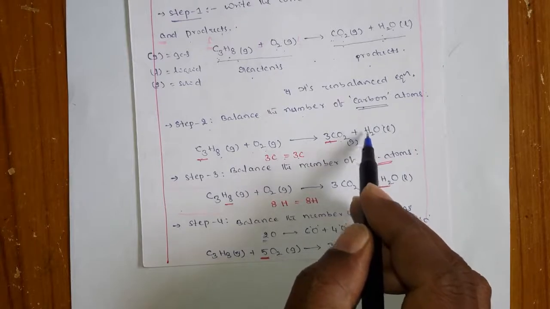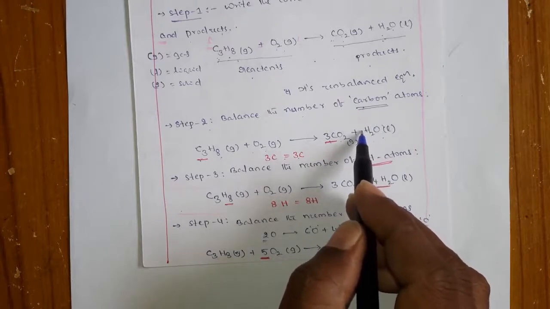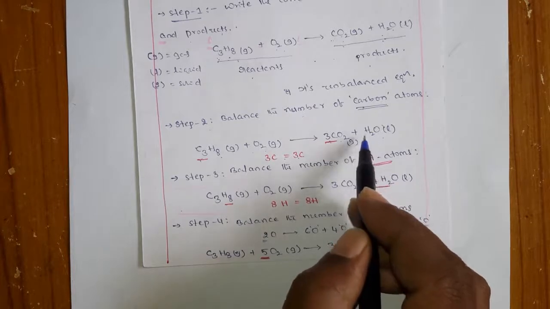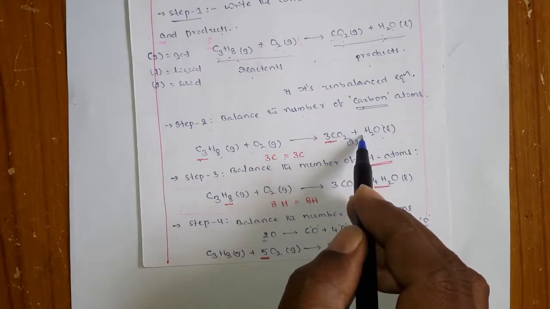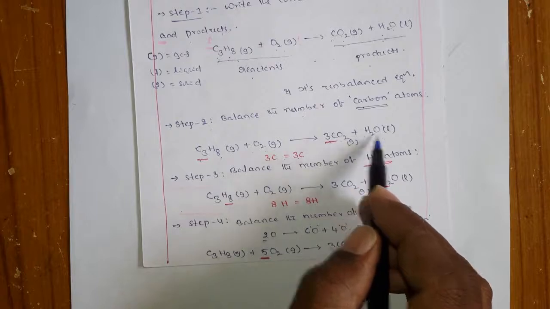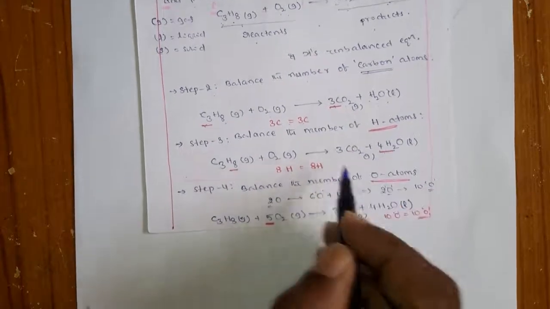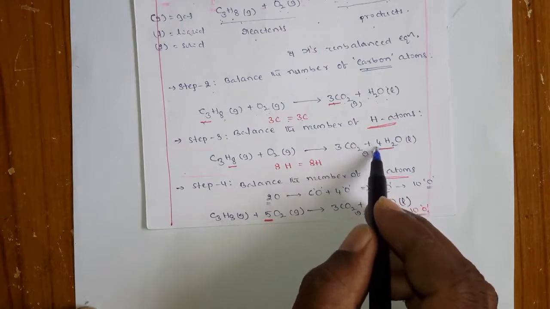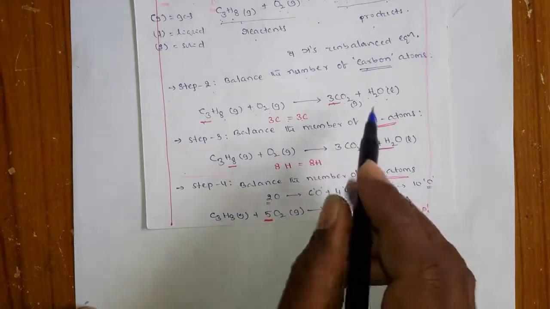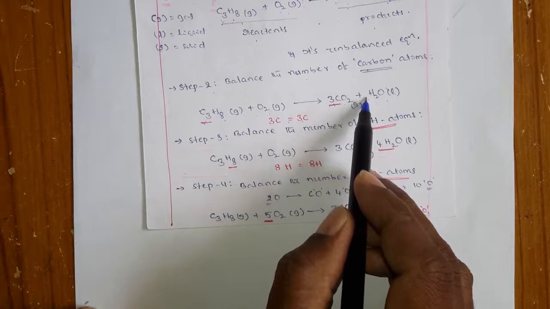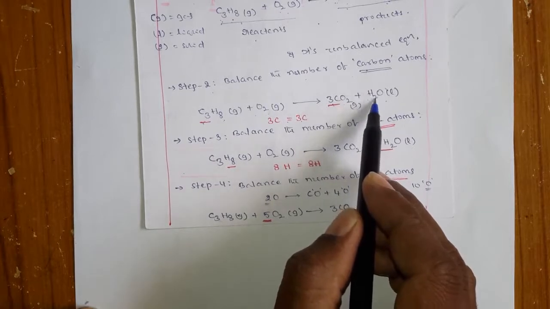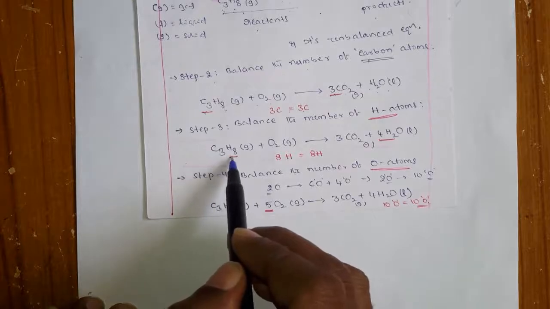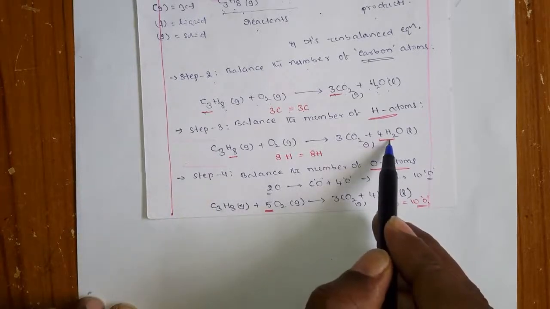So to make 8 hydrogens, what should we do? You have to multiply with that 4, because here it is already H2. If you multiply with 4, automatically you get 4 into 2, 8 hydrogens. So you have to write here 4. Multiplying with 4, 4 into 2 is nothing but 8 hydrogens. So you see left side 8 hydrogens and right side also 8 hydrogens.